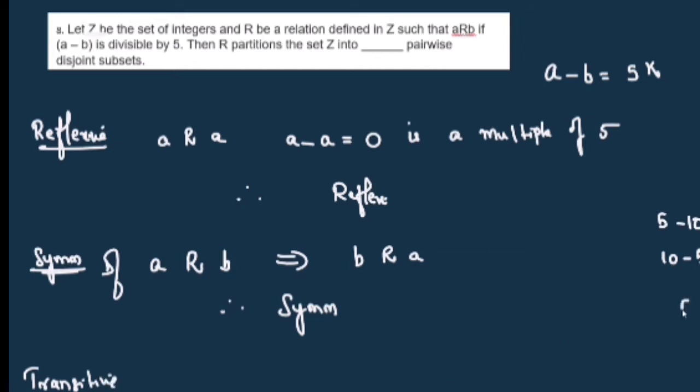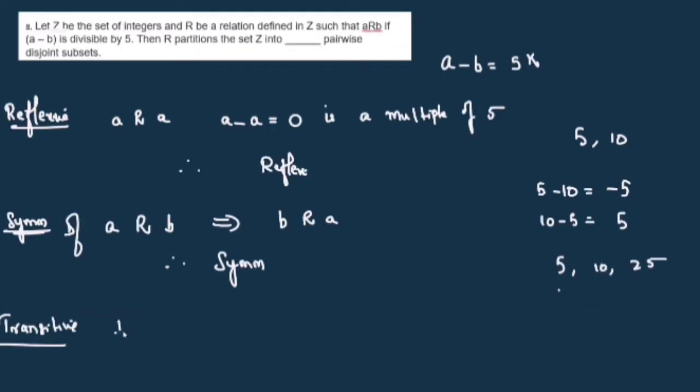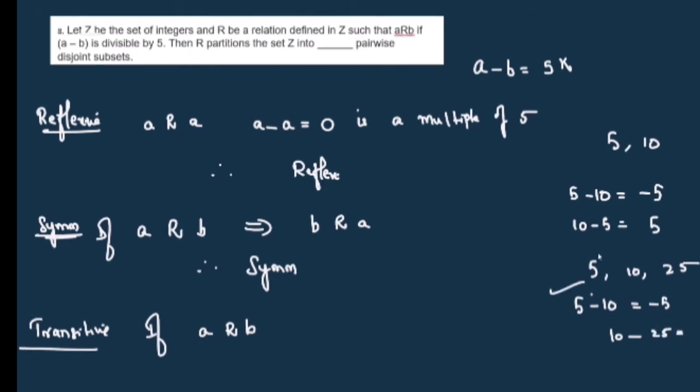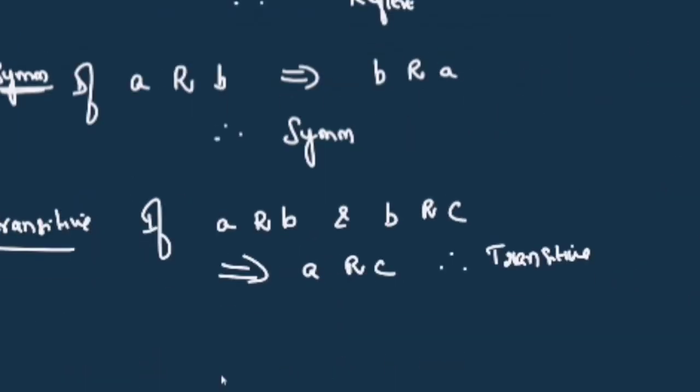Suppose you take 5, 10 and 25. If A is related to B, 5 minus 10 is divisible by 5. 10 minus 25 is divisible by 5. 5 and 25 will be divisible by 5 only. If A is related to B and B is related to C, that means A is related to C. Therefore, it is a transitive relation. Therefore, it is an equivalence relation.